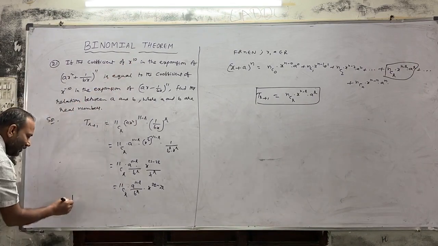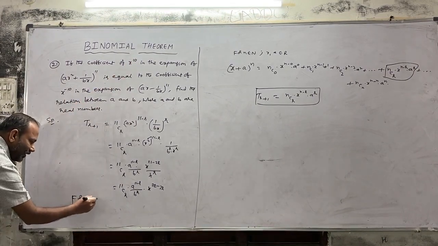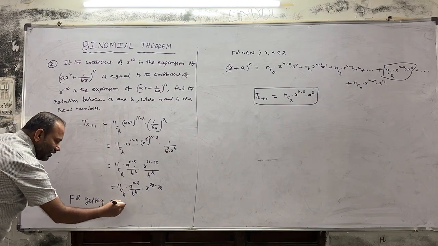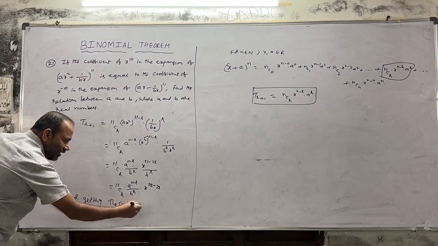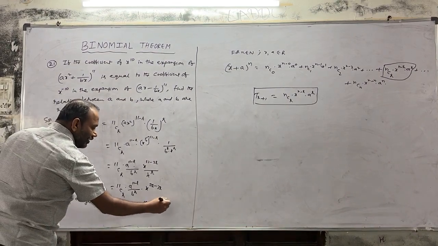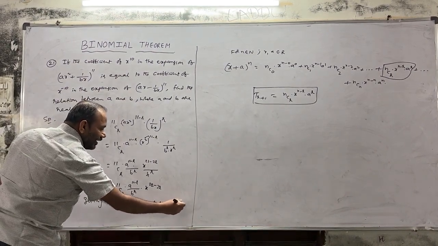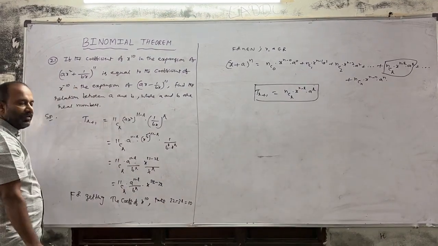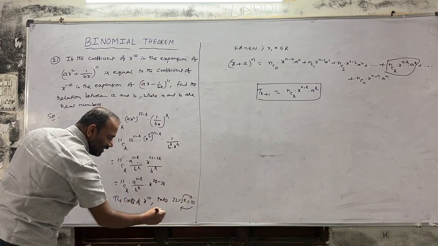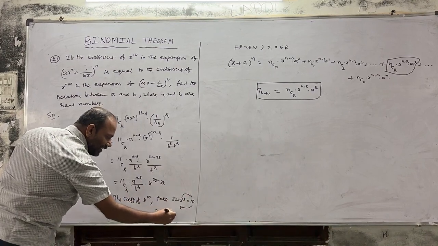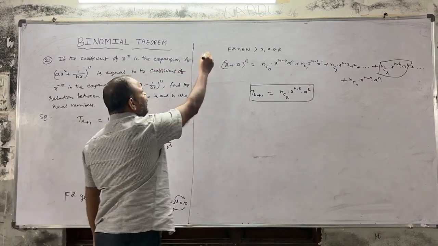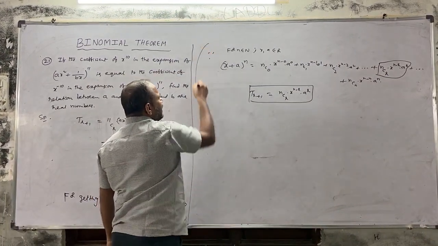For getting the coefficient of x^10, take 22 minus 3r equal to 10. 22 minus 3r equal to 10. Take 10 to the left side and 3r to the right side. 22 minus 10 equal to 3r, 12 equal to 3r. This problem, this is a very, very important concept.